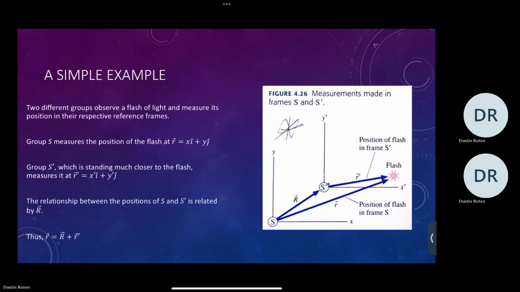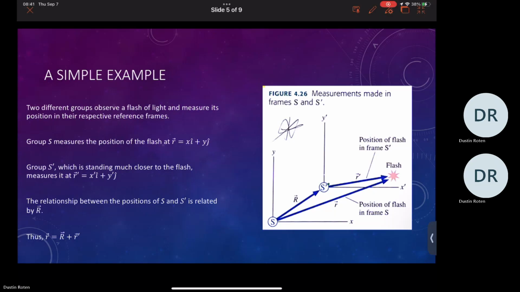There we go. Okay, so a simple example would be if two different groups observe a flash of light and measure its position in their respective reference frames. Okay, so we have group S. Now I will mark group S in green. So we have group S, and they measure some position of this flash of light with coordinates X and Y. Okay, so this is stuff we've done a million times. We just have an X coordinate and a Y coordinate.